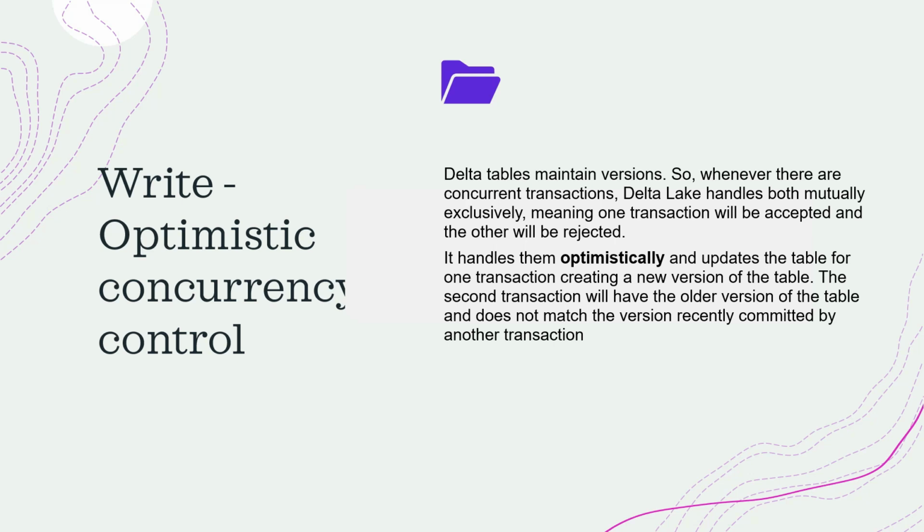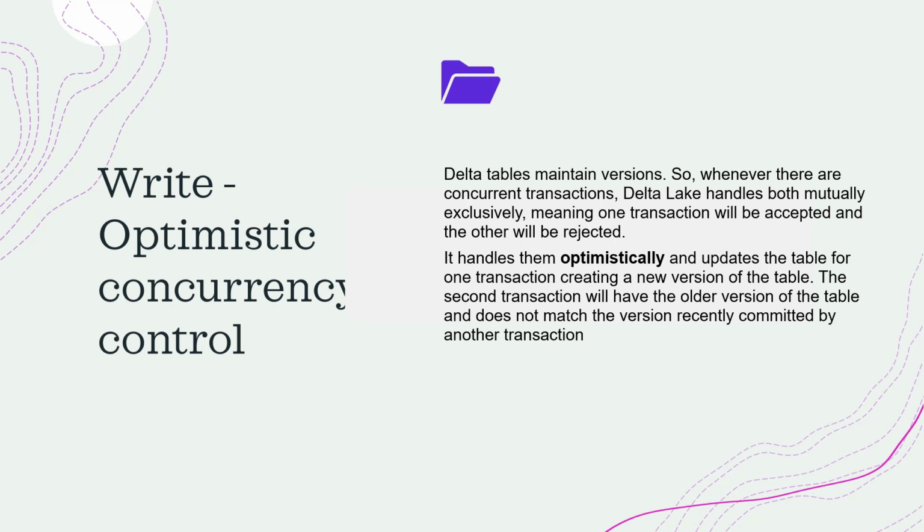By doing this, we are handling all of these scenarios optimistically and updating the table for one transaction, creating a new version of the table. So whichever transaction is accepted is committed to the table and a new version of the table is created. Whichever is the second transaction will have an older version, and that is why it will not be committed.